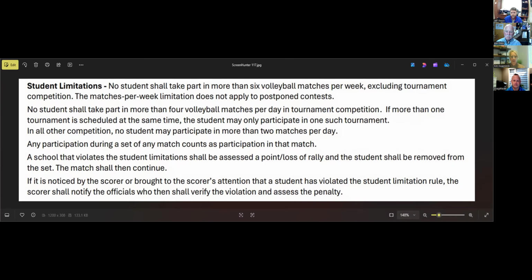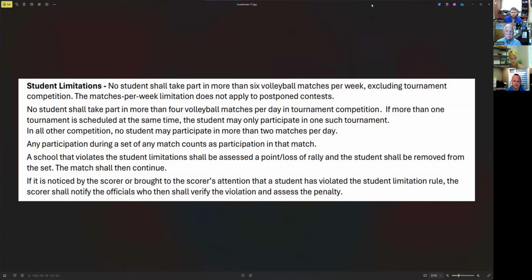There is no set limit like there is a quarter limit in basketball. That's a really popular question. It's just any participation in the match, whether it's for 1 point or every point, counts as participation in that match. Tournaments are different. You can compete in a tournament in more matches than you can in another type of competition. So when we say no student shall take part in more than 6 volleyball matches per week, we are not talking about tournament competition.